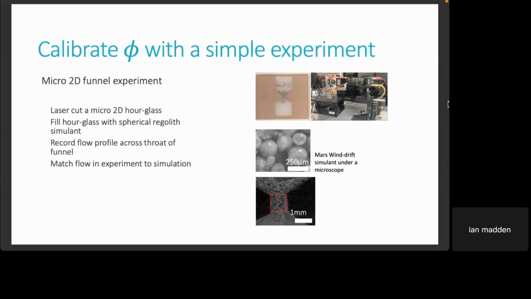So what we do is we fill this little hourglass with the simulant and then do particle velocimetry to see what the profile is like through the throat of this hourglass as we flip the funnel in 1G. So next slide, please.